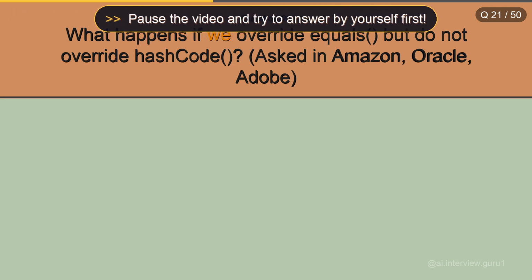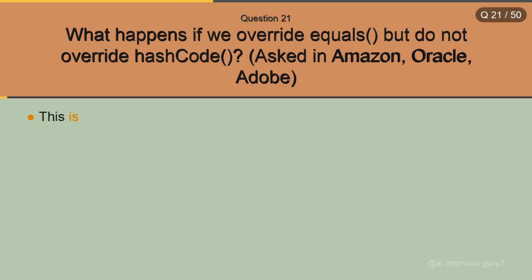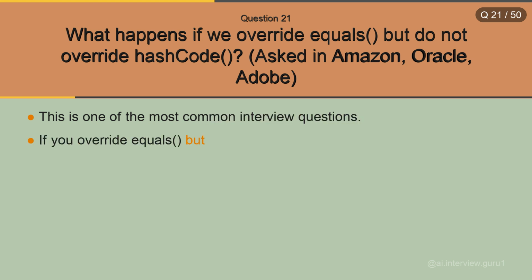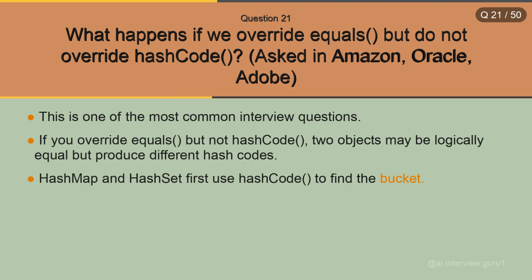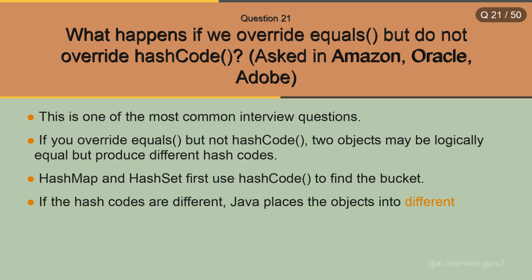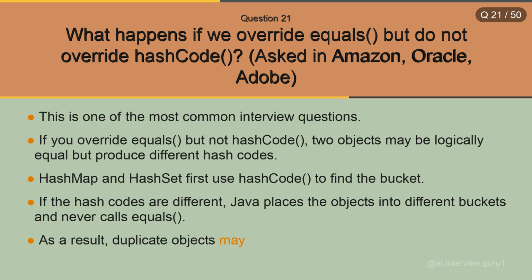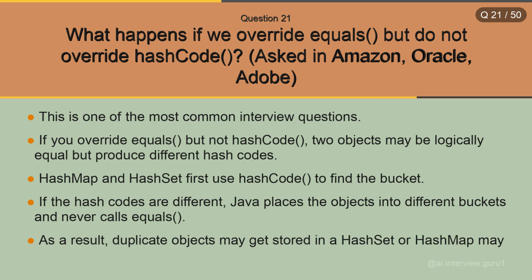What happens if we override equals but do not override hash code? This is one of the most common interview questions. If you override equals but not hash code, two objects may be logically equal but produce different hash codes. HashMap and HashSet first use hash code to find the bucket. If the hash codes are different, Java places the objects into different buckets and never calls equals. As a result, duplicate objects may get stored in a HashSet or HashMap may fail to find an existing key.